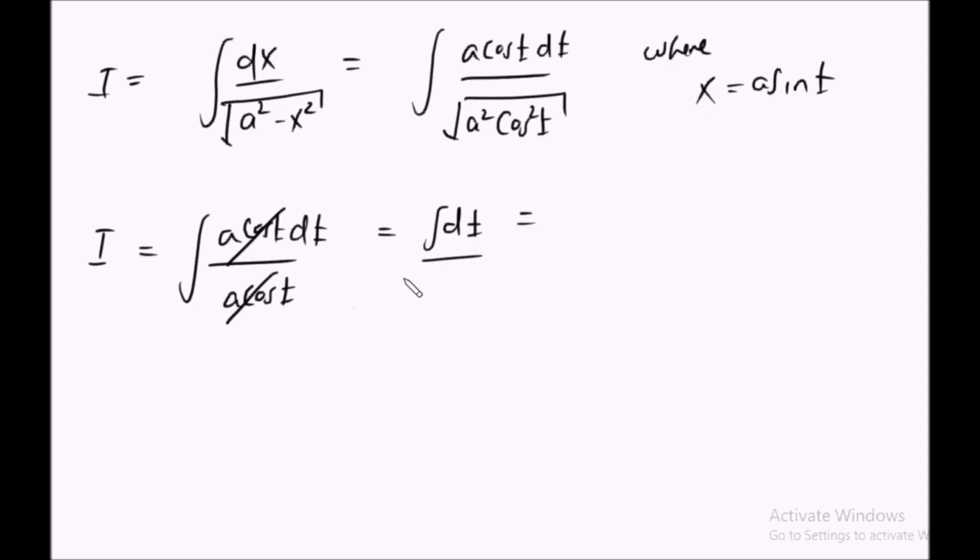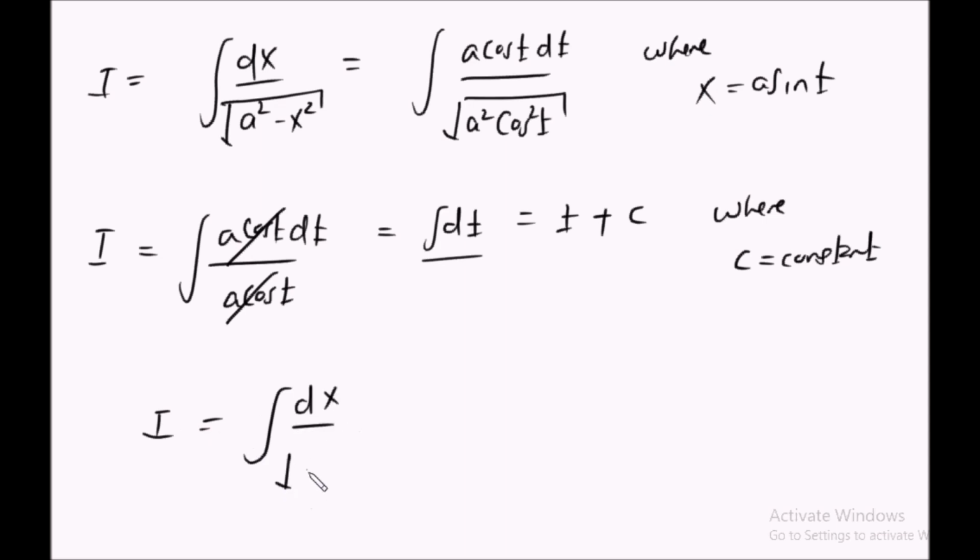So I only remain with dt. So if I integrate dt now, I only get t. Don't forget a constant. So my c is equal to what? Constant. So finally I have seen that this integral now, dx over the square root of a squared minus x squared is just equal to t.